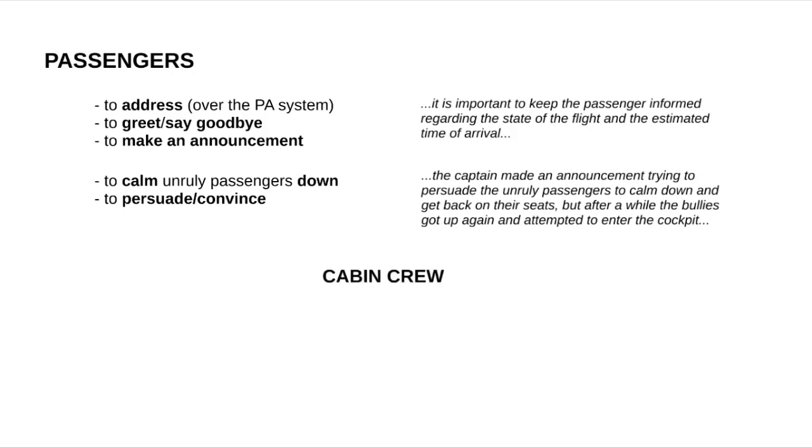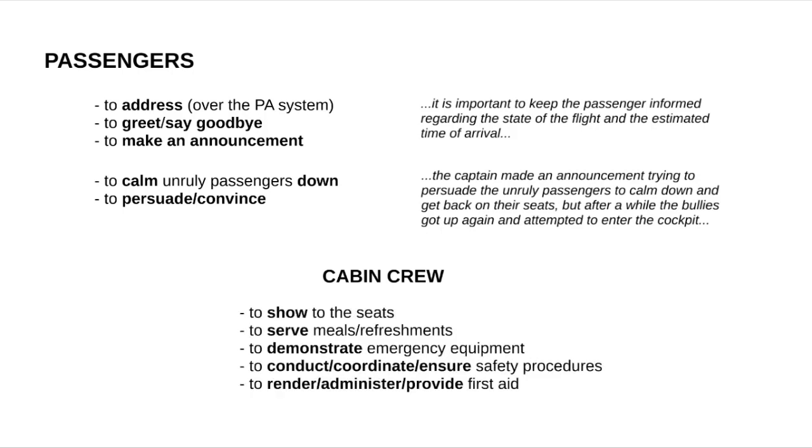Now let's get back to the cabin crew. They interact with passengers in many more ways. They obviously show them to their seats, serve meals and refreshments, demonstrate emergency equipment, they conduct, coordinate, or ensure safety procedures in case of an emergency, and render or administer or provide first aid in case of an in-flight medical emergency.